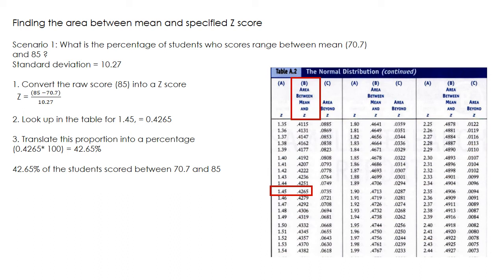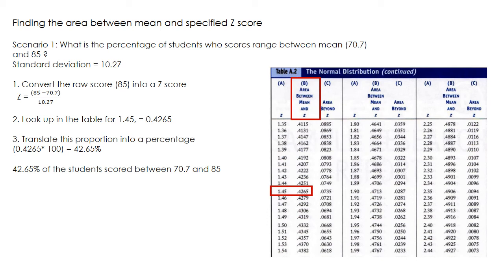Here, if you notice, this is the area between the mean and the z-score. So you look at the B column; the A column is actually the z-score. Our z-score is 1.45, and this is the B column that we look at because we are finding an area between the mean and the z. So you get 0.4625. So this is the proportion. All these values in columns B and C are proportions.